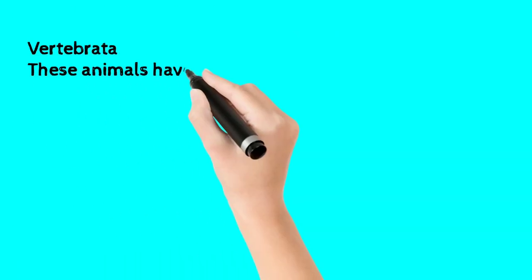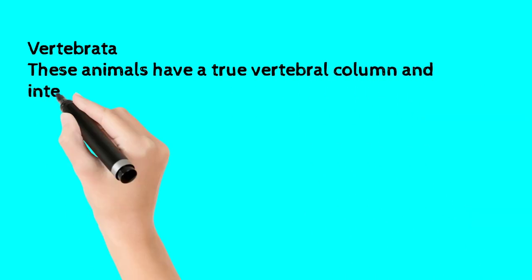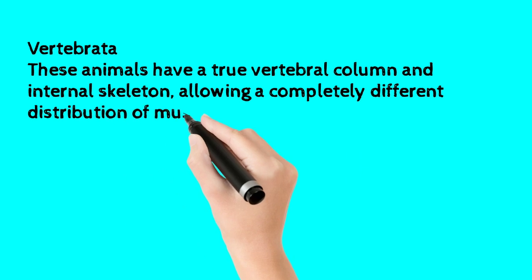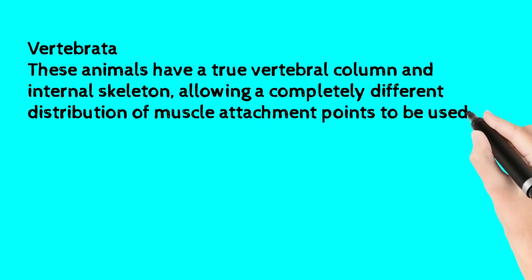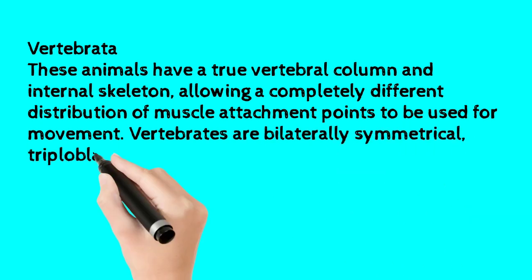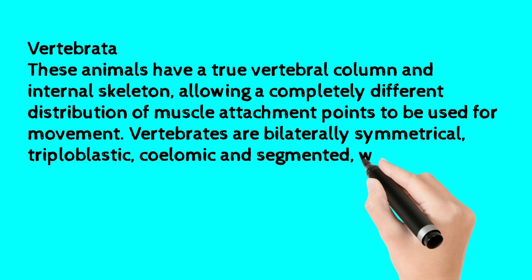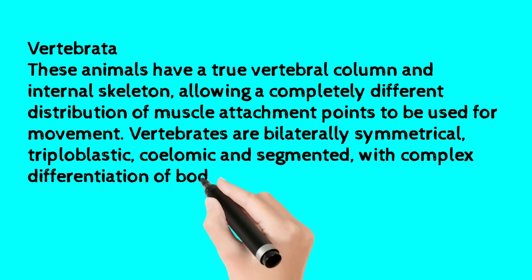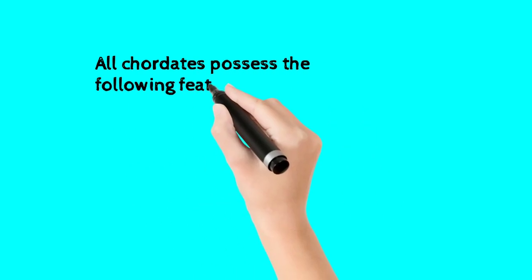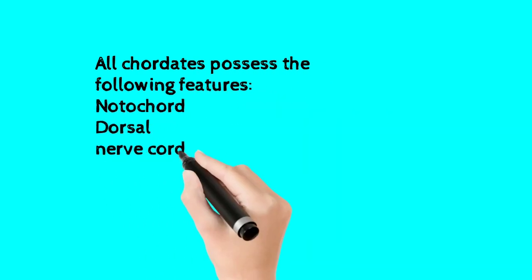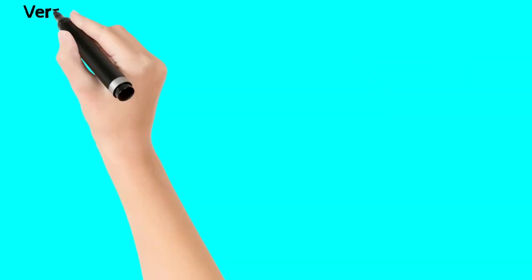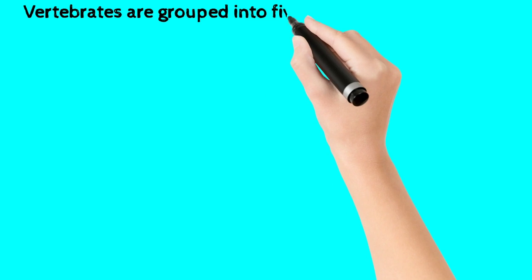Vertebrata. These animals have a true vertebral column and internal skeleton, allowing a completely different distribution of muscle attachment points to be used for movement. Vertebrates are bilaterally symmetrical, triploblastic, coelomic and segmented, with complex differentiation of body tissues and organs. All chordates possess the following features: notochord, dorsal nerve cord, triploblastic, paired gill pouches, coelomate. Vertebrates are grouped into 5 classes.